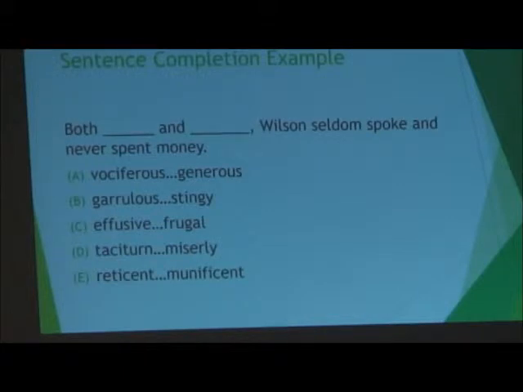Okay. Do we know any of the other words? Actually, let's take a guess. What do you guys think? I think it's D. You think it's D. Why?